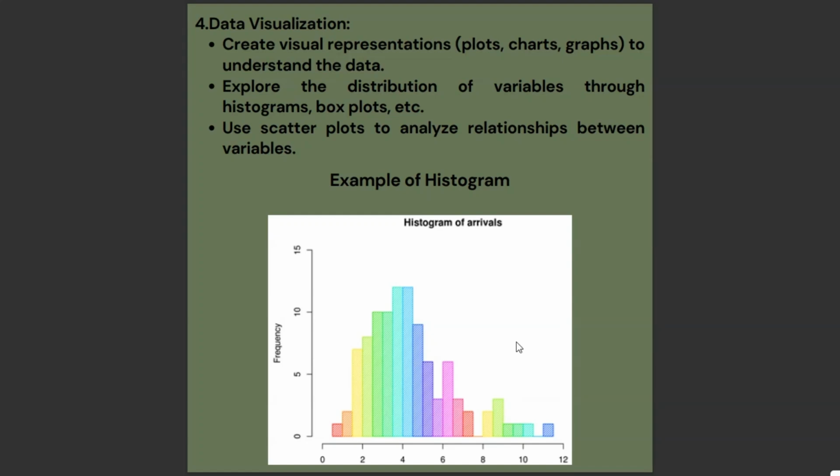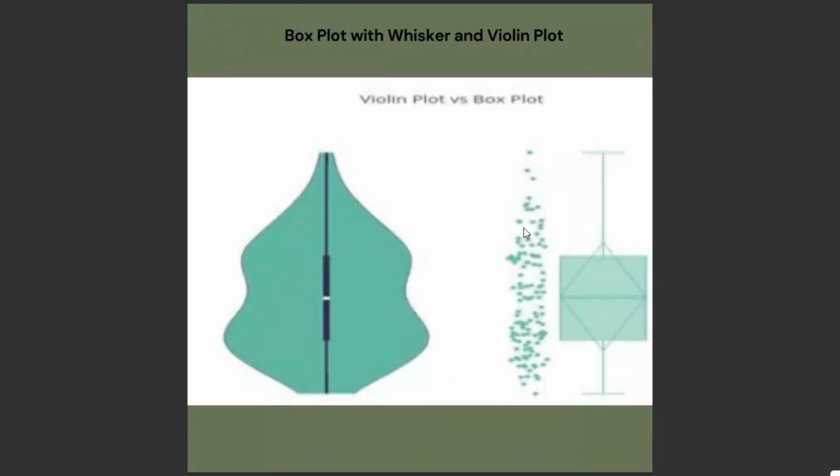We will explore the distribution of the variables through histogram, box plot, amongst others. We use scatter plot to analyze relationship between variables. You can see this is an example of a histogram, and it helps us to see where the distribution is. We can determine whether this is a normal distribution or not. And from what I'm seeing here, this is not a normal distribution. You can see that it is skewed to the right. So it is this exploratory data that will help us to do that. We'll now look at the implication of this if it is skewed to the right.